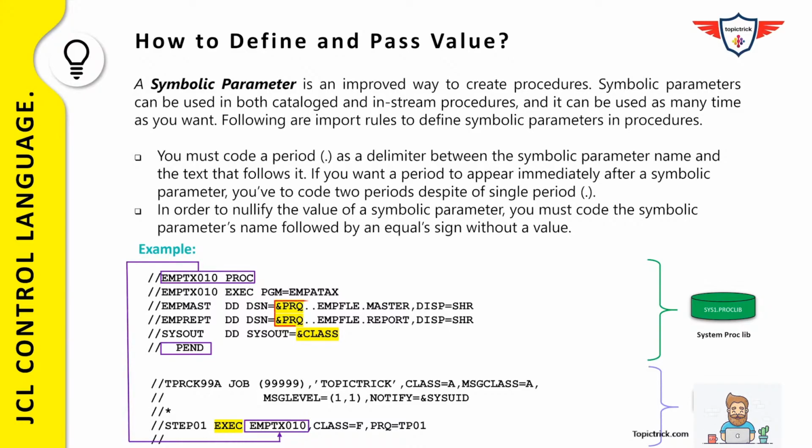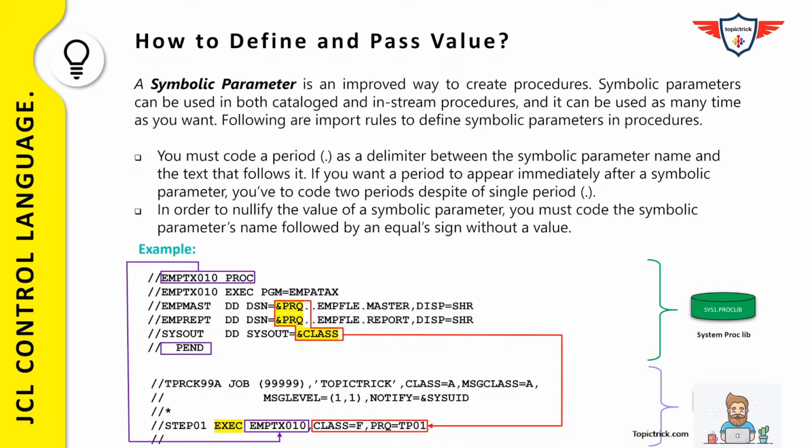If you look at the dataset name, you will notice that instead of using a high-level qualifier, I've used a symbolic parameter. In this case, the symbolic parameter is &PRQ., and I pass the value of this symbolic parameter when I'm calling the catalog procedure. If you look at the sample JCL given underneath, there's a STEP01, which is an execute statement invoking the catalog procedure EMPTX010. After the name of the catalog procedure, you have a comma followed by the values that I want to pass to these two symbolic parameters.